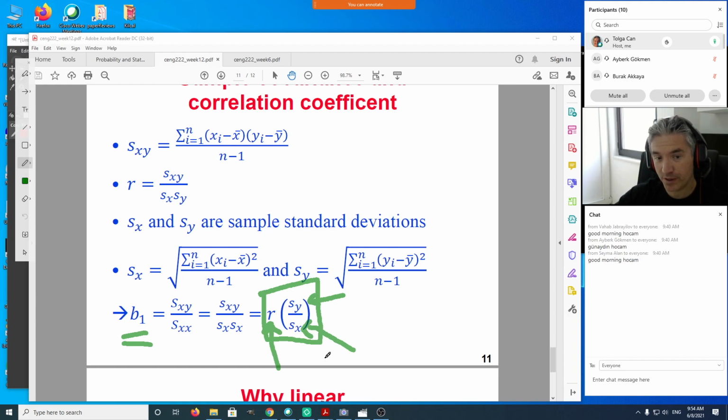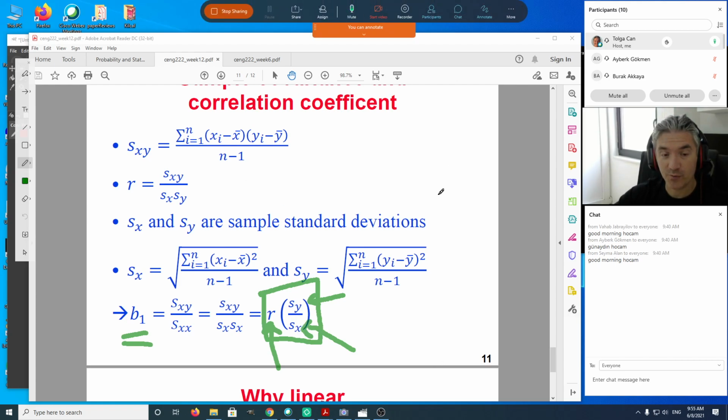So this is what will happen in exercise 11.1. Instead of giving the entire data set to you as xi's and yi's, we will be given some values. Let's go ahead and do the exercise and it's going to be clear. But B1 will be the correlation coefficient multiplied by the sample standard deviation Sy divided by the sample standard deviation Sx. So this is what beta 1 is.